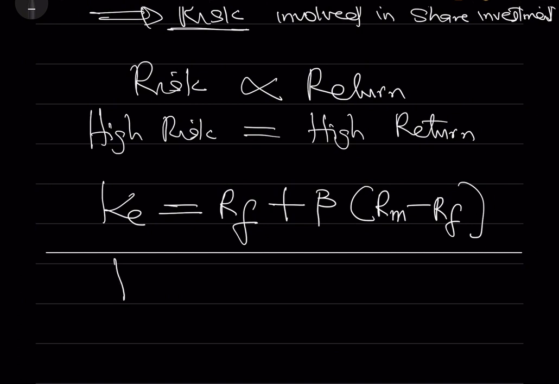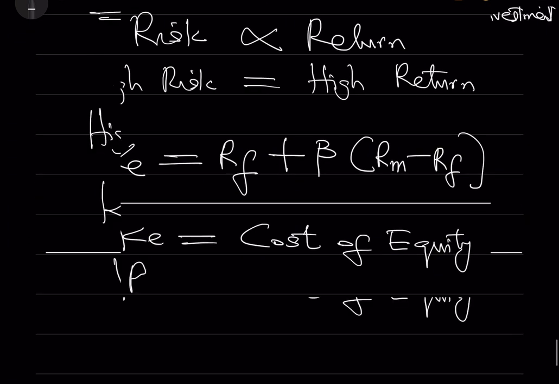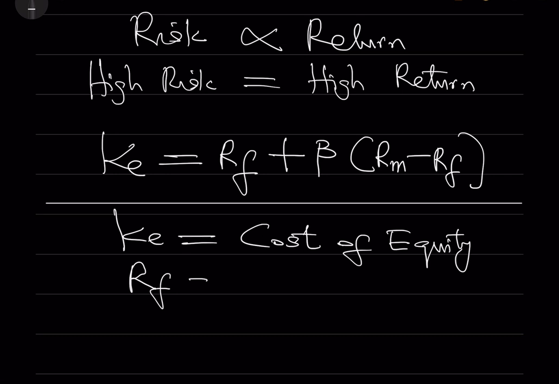KE is cost of equity, which you are very familiar with. RF is the risk-free rate return. Risk-free rate, because I will explain what that means. So, risk-free return rate.